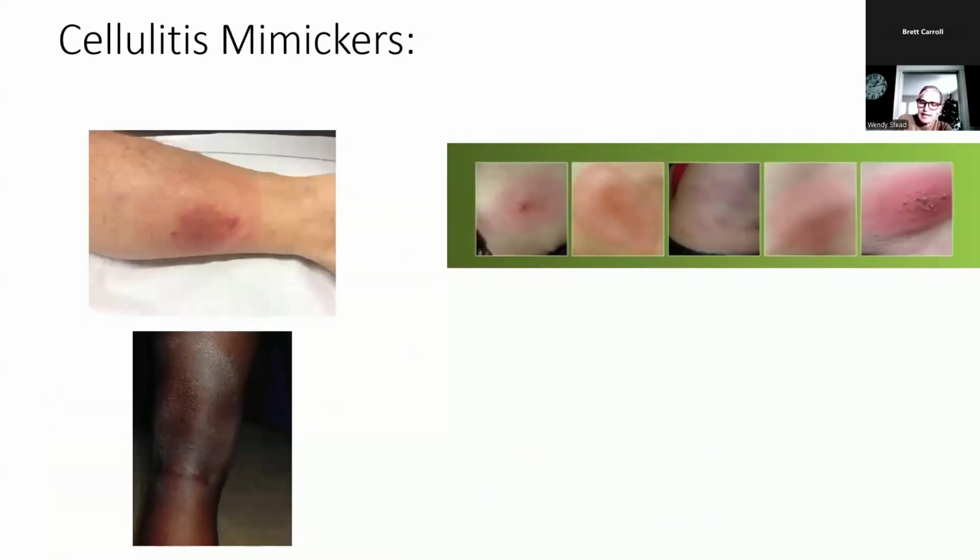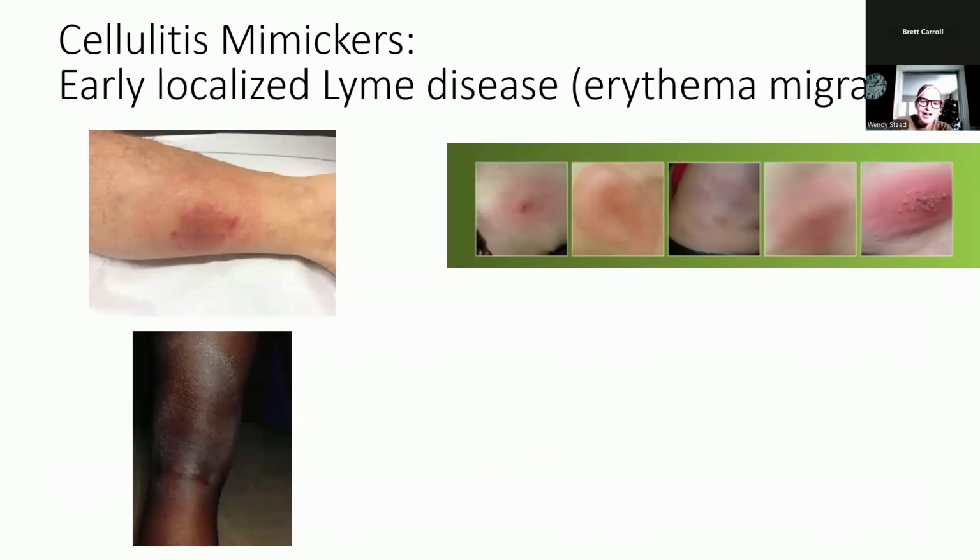And then I don't think any talk in New England about red legs would be complete without mentioning this cellulitis mimicker here. So this would be someone over the summer coming in to see you for their follow-up and mentioning that they have this area of redness on their leg. And this is early localized Lyme disease or erythema migrans.